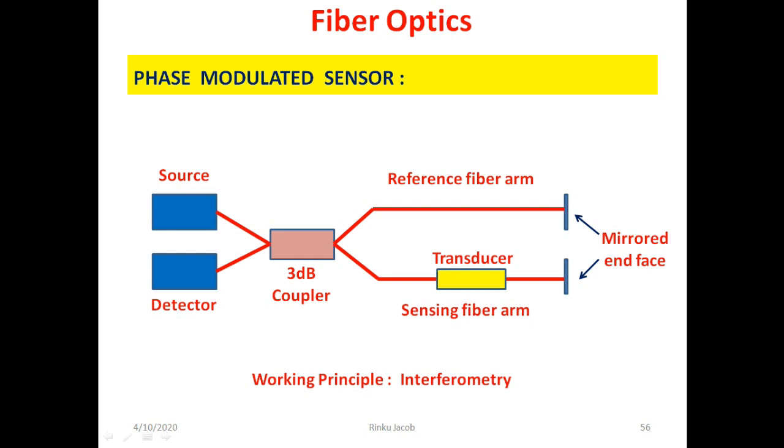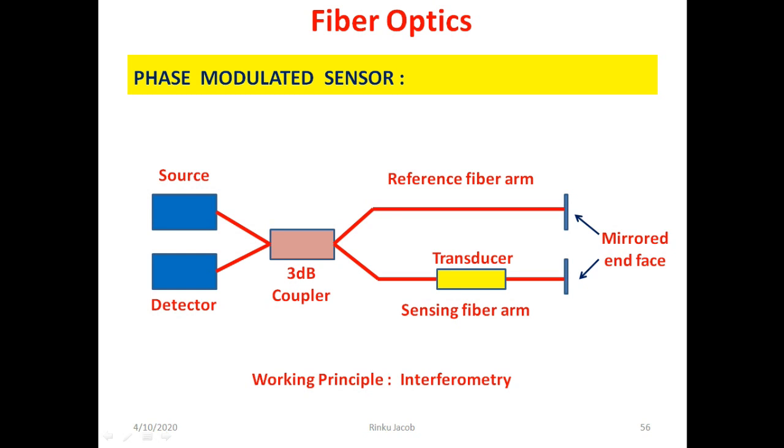So as this device is dividing the incident light power into two halves, each half will have half the power or 3 dB power. Now one of the outputs of the 3 dB coupler is connected to one face of an optic fiber which is having a fixed length. It is called the reference fiber arm, as compared to the distance to the mirror 1 in Michelson interferometer. The other end of the reference fiber arm is mirrored.